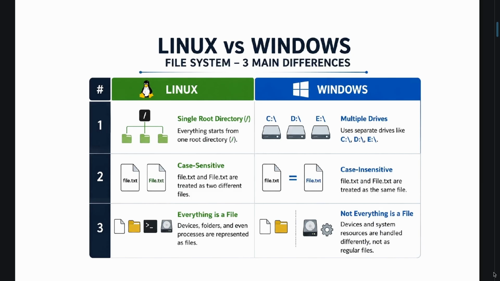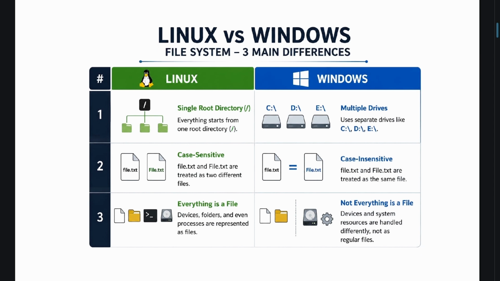Before we jump into the Linux file system, let's answer one of the simplest questions. Why does Linux feel so different from Windows? There are three major differences between Windows and Linux. First one, Windows uses multiple drive letters like C drive, D drive or E drive, but Linux does not have drive letters. Everything starts from a single root directory called slash, represented by the forward slash symbol. Every file and folder ultimately belongs somewhere under this root directory.